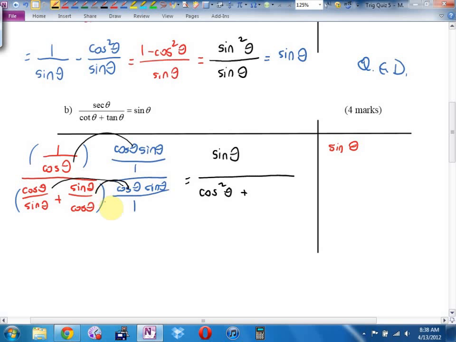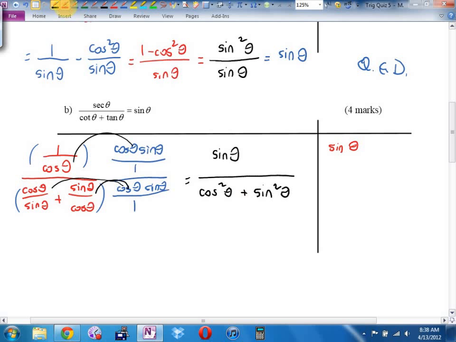And in the second term, the cosines will cancel, and I'll be left with a sine squared. And I said to you, always look from side to side. What's on the top over here? What's on the top over here? Here's a hint. What's on the bottom over here? It's invisible. What is cos squared plus sine squared?